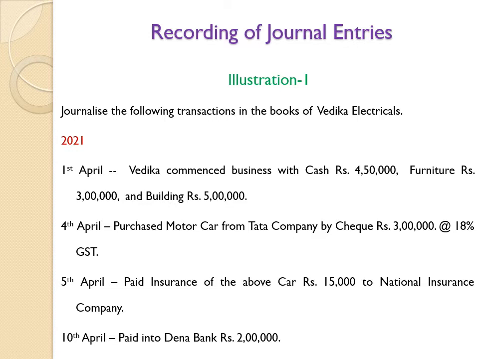Journalize the following transactions in the books of Vedika Electricals. These transactions are of the month April of the year 2021. This is the business of Vedika Electricals, and some transactions happened in the month April of the year 2021.